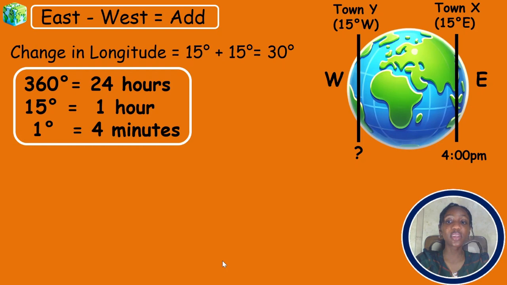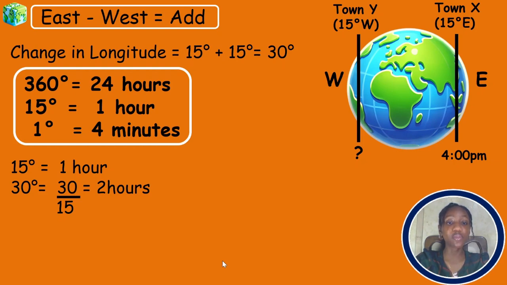But for this question, I think the second equation will be perfect, as 30 degrees is closer to 15 than 360 degrees. So from equation 2, 15 degrees equals 1 hour, so 30 degrees will equal 2 hours. But 2 hours is not our answer. Remember, we are looking for the time in town Y and not the time difference. This is where east and west from our definition of the international dateline come into play.